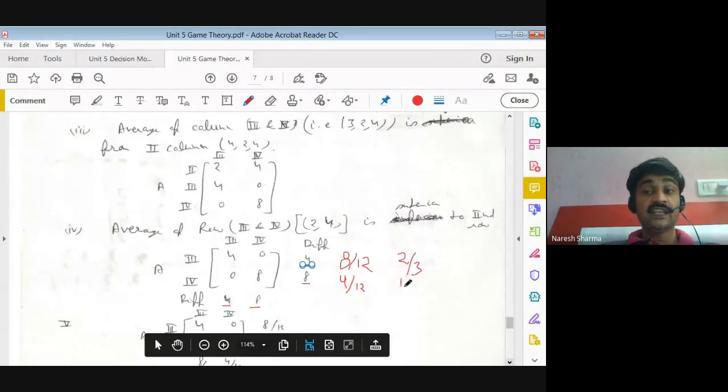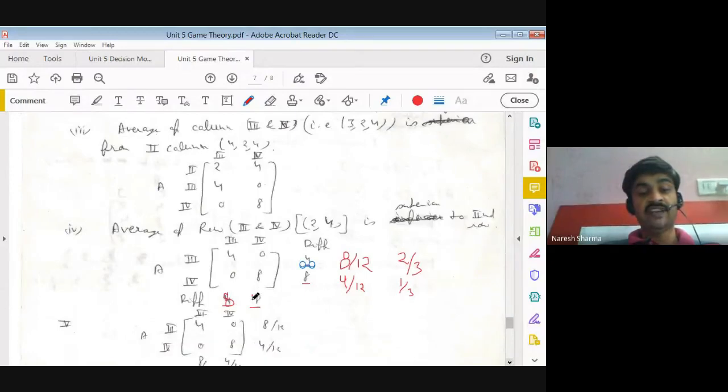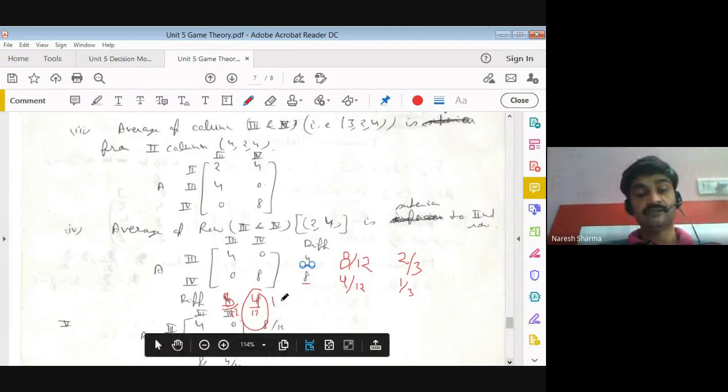The same way you can do the same thing column wise also. So we can write here 8 now, interchange the position and divide this by its sum, that is 12 here. So 12 here also. So this one is your 1 by 3 and this one is your 2 by 3 now.